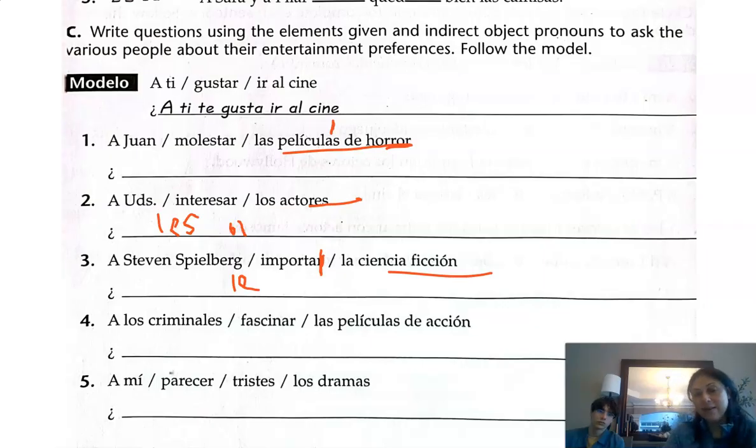And then the next one. A los criminales le fascinan las películas de acción. Say that again. A los criminales les fascinan las películas de acción. Good. Les, L-E-S, because criminal.